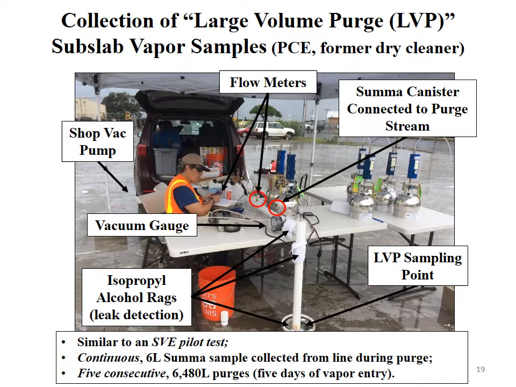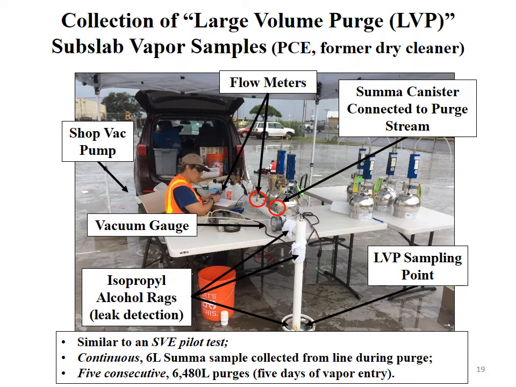So along this sampling train here, we have a SUMA canister connected to the purge stream. The person would turn on the shop vac, it starts purging, and he or she is monitoring the vapor volume with flow meters. We open the SUMA canister at the same time, and it's collecting a continuous sample over, say, the 10 minutes it takes to purge this 6,480 liters of vapors. That's the first day's sample.